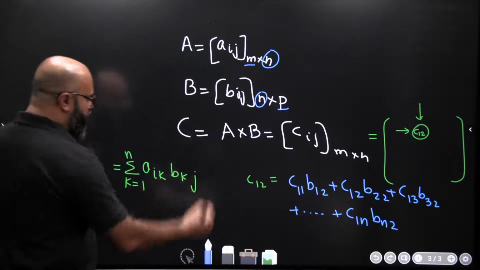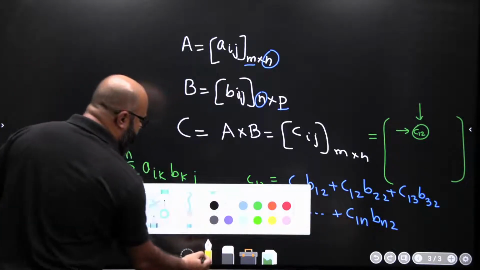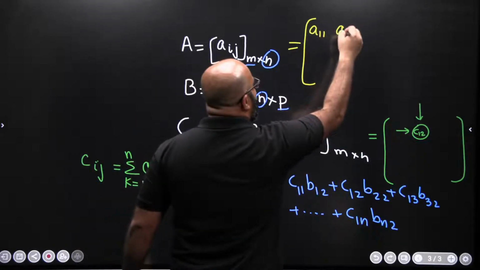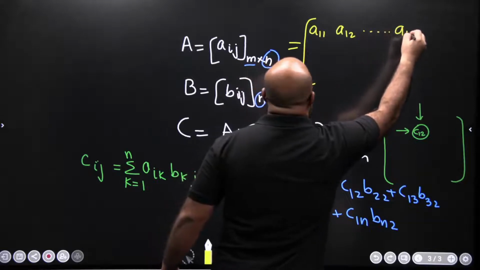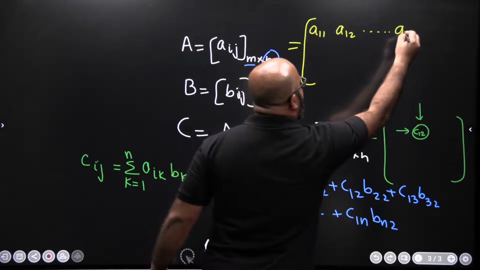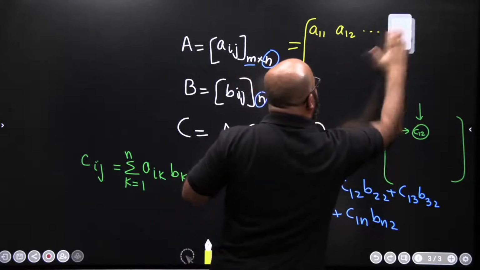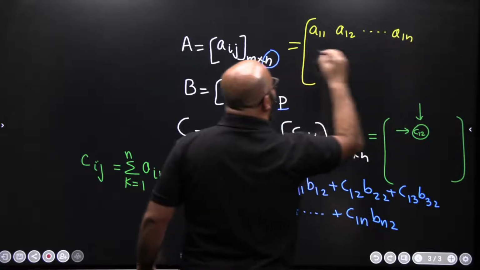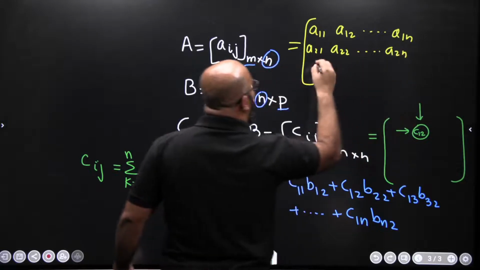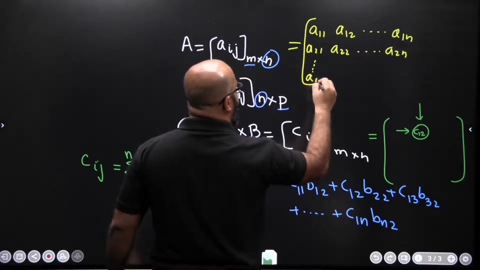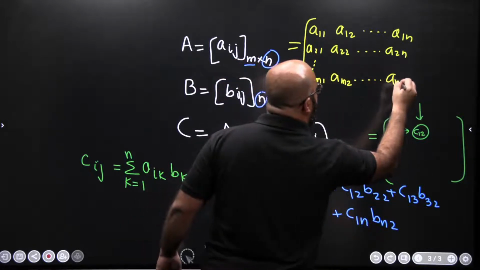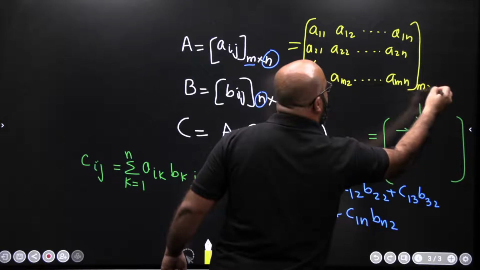So what is happening over here, if you see it with the perspective of matrix, it is having elements like this: A11, A12 and A1n, and then we have A21, A22 until A2n, and then we have AM1, AM2 and AMN. So this is an M cross N matrix.